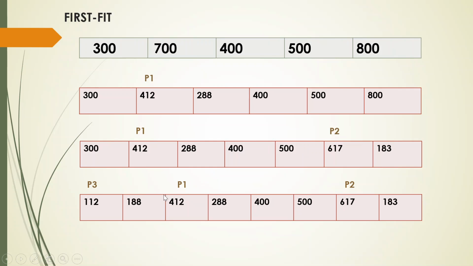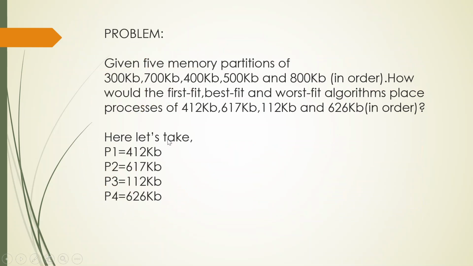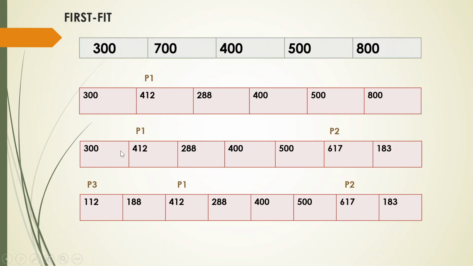And next we'll check P3, that is 112 KB. So we'll check where we can place 112 KB. Here the first position, that is 300, has free space to place 112. So we'll place 112 here. We'll split 300 into two parts and give 112 at the first position and the remaining value, that is 188, in the second position, and we'll give it the name P3.